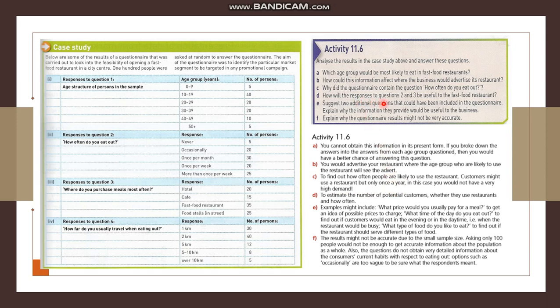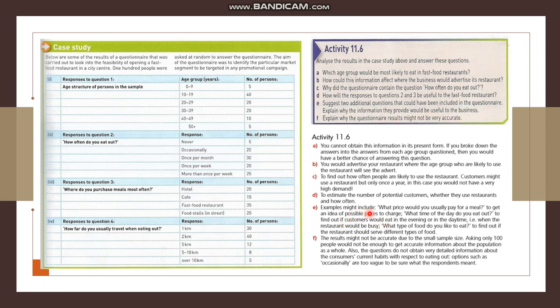D, how will the responses to questions 2 and 3 be useful to the fast food restaurant? To estimate the number of potential customers, whether they use restaurants, and how often. E, suggest 2 additional questions that could have been included in the questionnaire. Explain why the information they provide would be useful to the business.